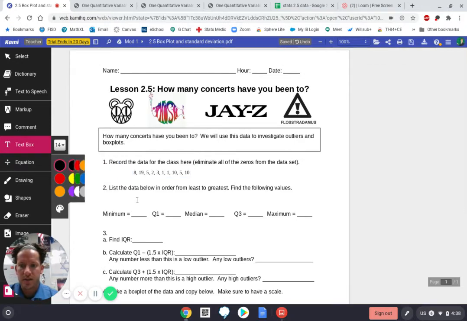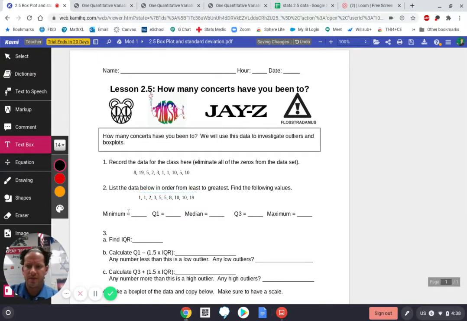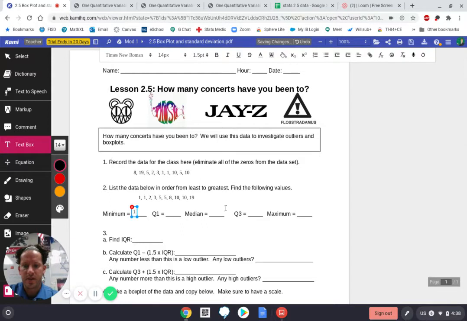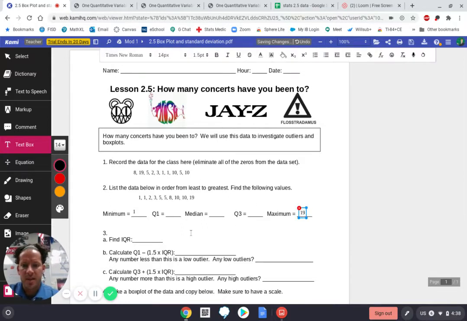We're going to list below number 2 in order from least to greatest. It looks like we have a 1, a 1, a 2, a 3, a 5, a 5, 8, a 10, a 10, and a 19. That looks like 2, 4, 6, 8, 10 numbers. Awesome. Good job by us. We can quickly figure out that the minimum is 1. The maximum is 19. And then we can talk about our median.